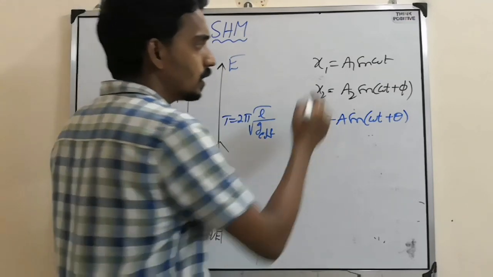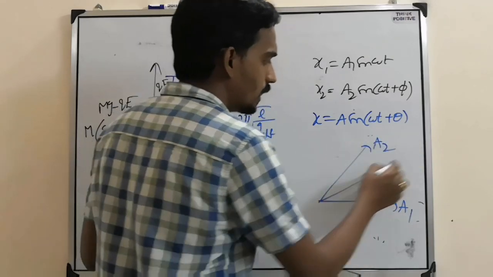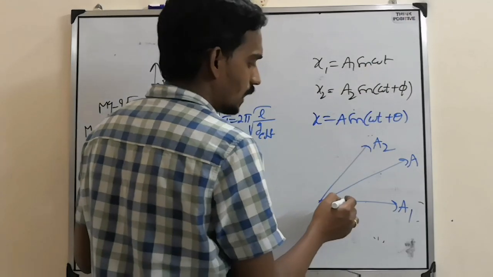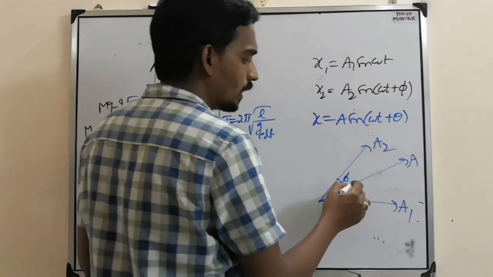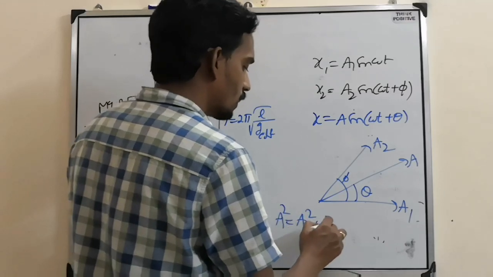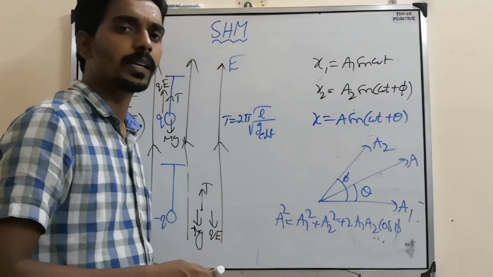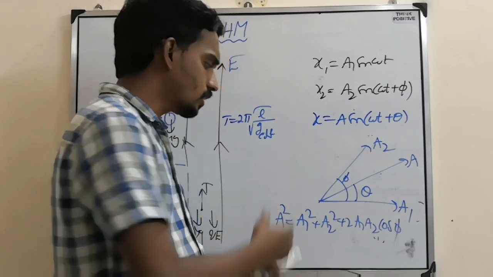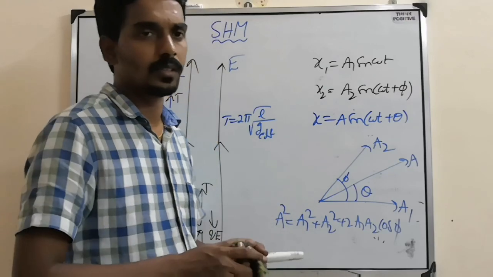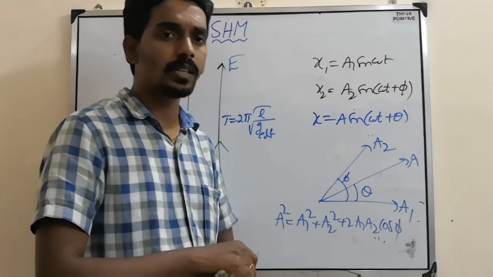Now how to deal with that: consider a1 as one amplitude, a2 as another amplitude, and A as the resultant amplitude, just like vectors, where the angle between a1 and a2 is phi and the resultant makes an angle theta. Then the formula is A square equal to a1 square plus a2 square plus 2 a1 a2 cos phi, just like vector addition or vector resultant. Just substitute in this formula. So this is about superposition of two SHMs with a particular phase difference. Based on that also sometimes they can ask questions.